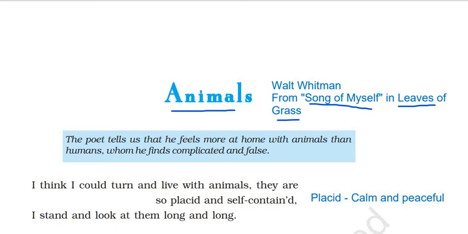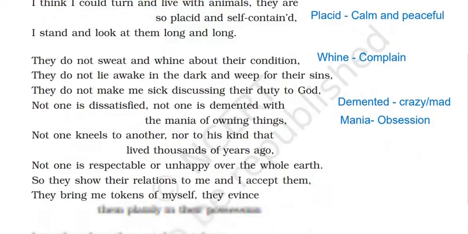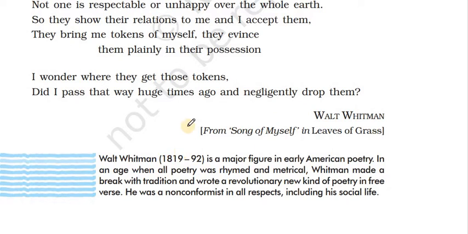So, let's go and see about the poet first before we actually move into the poem. Walt Whitman is an American poet born in the year 1819 and passed away in the year 1892. He is a major figure in early American poetry. In an age when all poetry was rhymed and metrical, Whitman made a break with tradition and wrote a revolutionary new kind of poetry in free verse. He was a non-conformist in all respects, including his social life.